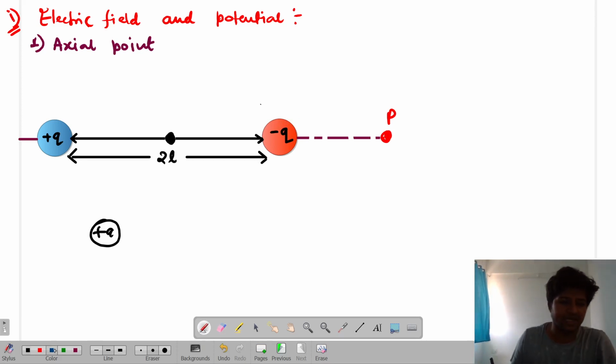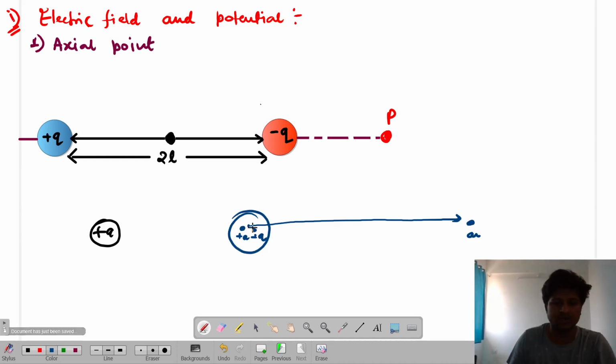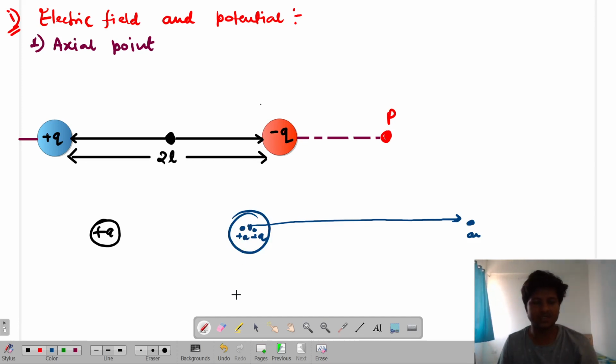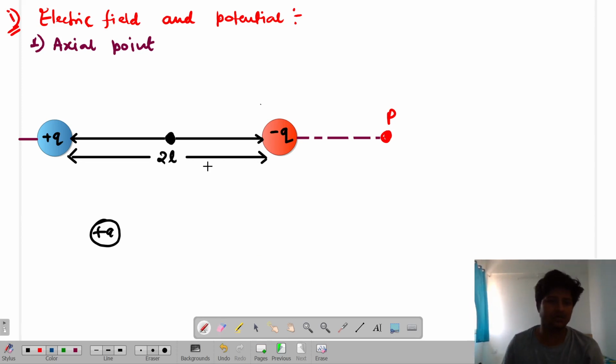So you can see in reality, this is my plus q and this is my minus q. Got it or not? And this is my axial point. So when I consider the axial point, I'll almost take the distance from the center of plus q and minus q. If I select where this axial point is from the dipole configuration, it is almost at the average distance from them, which is almost at the center, isn't it?